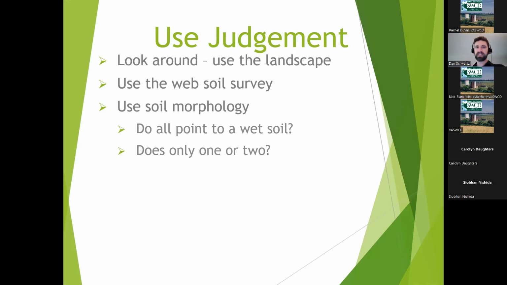So if you're getting all this data, you are near a stream, you are in an area that the web soil survey says should be wet, and you're seeing these soil morphology indicators of wetness, put all those together, use your best judgment. That's a very strong indicator that indeed you do have a high water table. If only one or two is pointing towards it, that's where you get into that kind of gray zone where you start second guessing yourself, unfortunately.